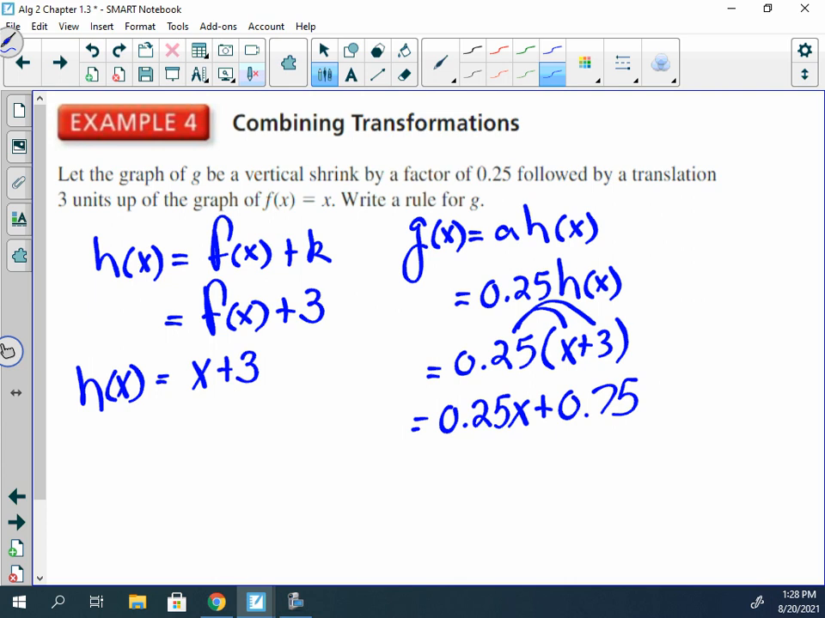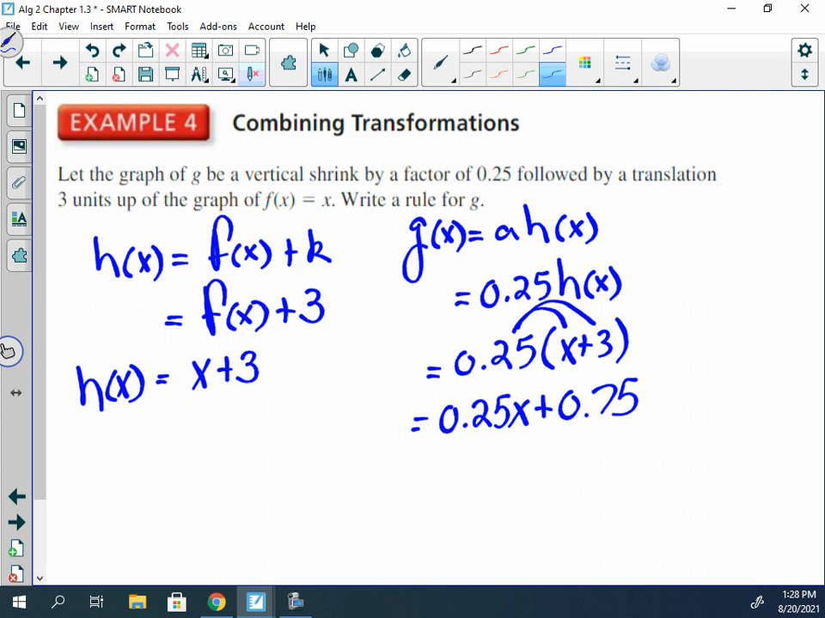Now, for some translations, if we just moved it up, down, left, or right, there's a good chance it won't really affect which order we do it. But especially with vertical stretch or shrink, or especially if we have a horizontal stretch or shrink, and then a horizontal translation left or right, it will change, because if I have a horizontal translation left or right and then a horizontal stretch or shrink, it will affect what the numbers are. Those two can affect each other and how they work. So the order in which we do it matters.